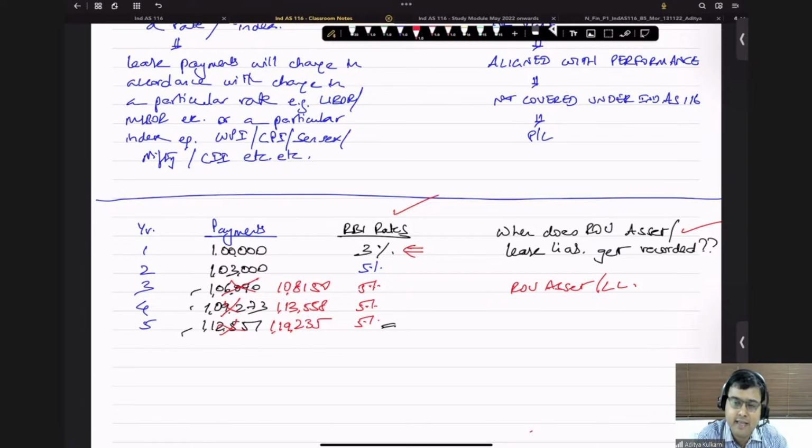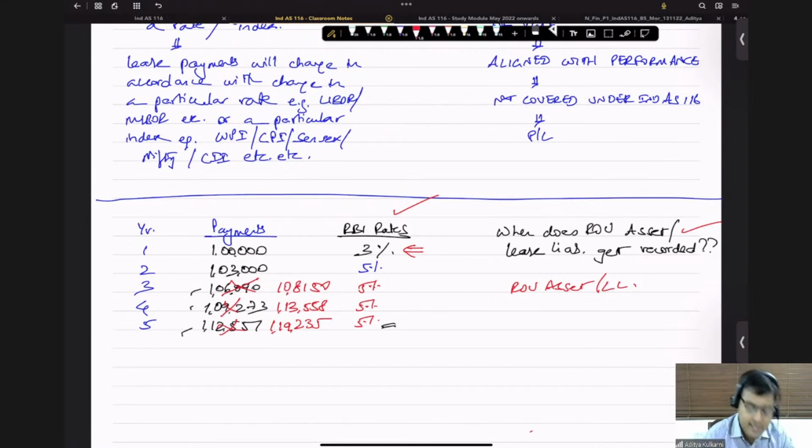Sir, that means in the second year, my lease liability will undergo a change, because initially I calculated using 3%. Now at the end of second year, I have a 5% rate which is known to me. So I know my lease liability for the third year will be 1,08,000, and you are saying to continue with the same rate in the future. So therefore, we will take 5% in the future. Yes, you will take 5% in the future.